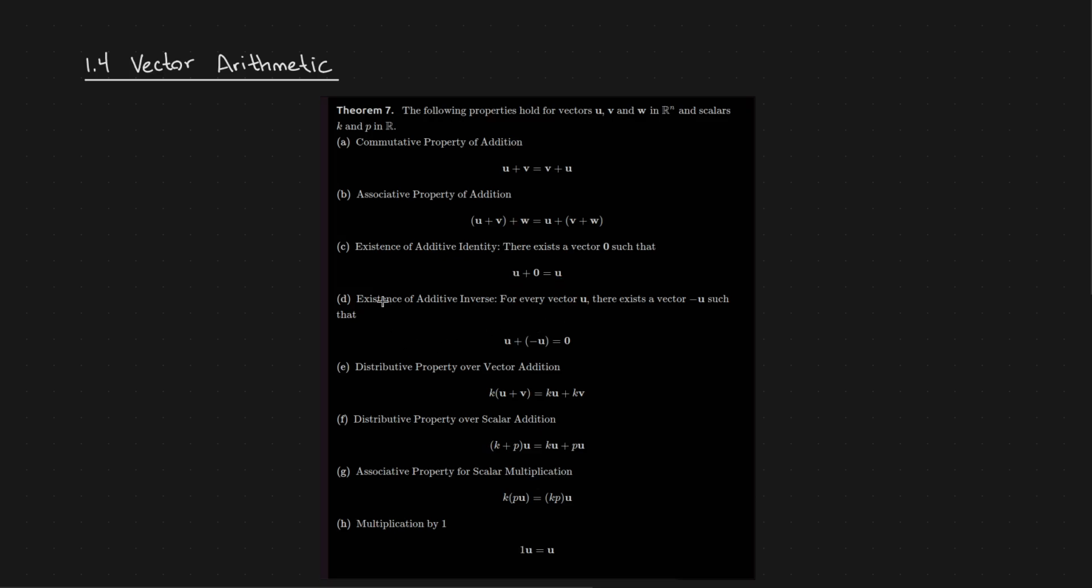And similarly, there exists an additive inverse. For any vector u, there exists some vector, which we're going to call negative u. So if we add those two vectors together, we get the zero vector.